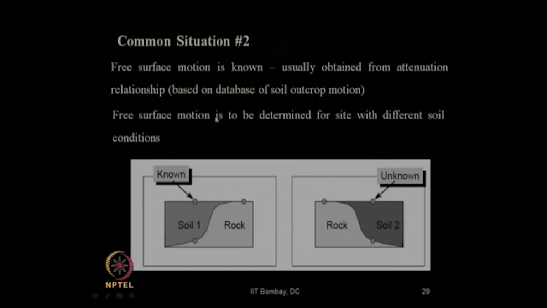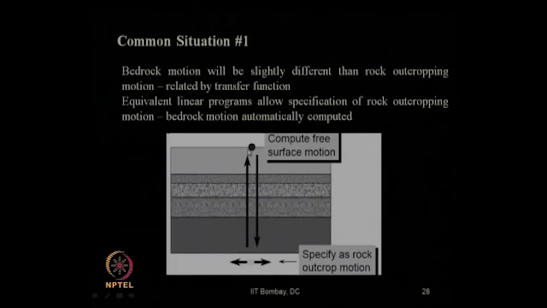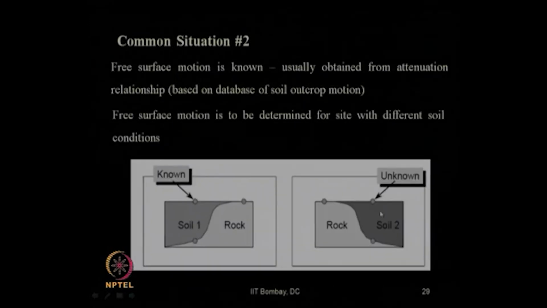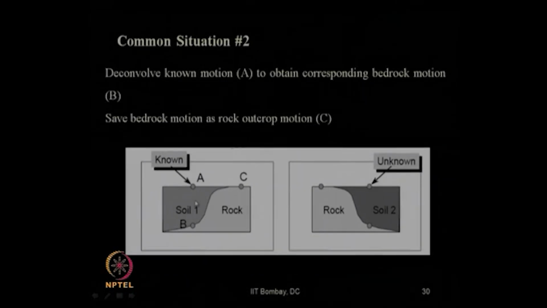For common situation number 2, where free surface motion at one soil site is known. Suppose just now we have computed the ground response analysis at this soil site 1, right. Then in another soil site, soil site number 2, we need to find it out. So, how can we do that? We need to transfer from point A to the corresponding bedrock motion point B, and that bedrock motion you have to take at the outcrop motion C.